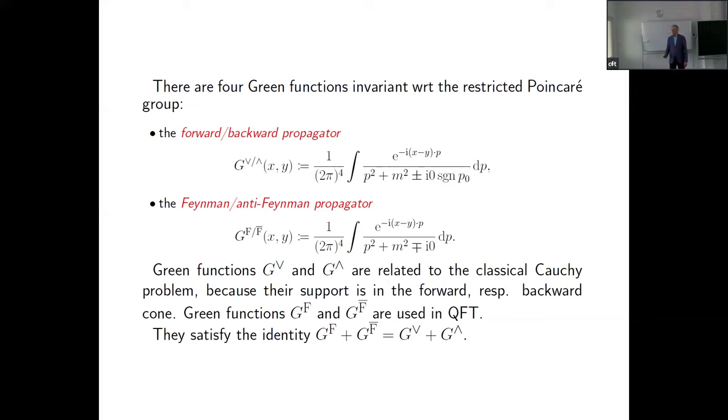These propagators satisfy this identity: the sum of the Feynman and anti-Feynman is equal to the sum of forward and backward. This is almost obvious from these formulas. And this identity will play a role later.